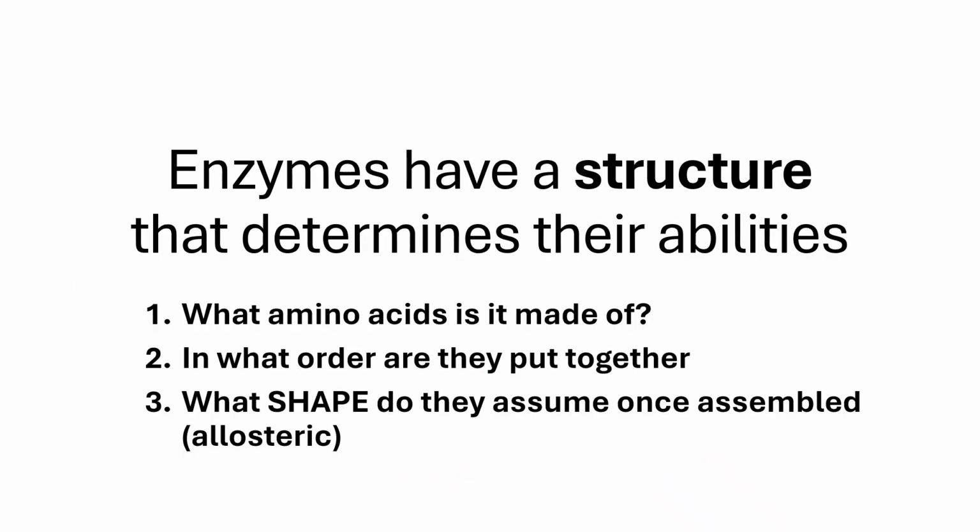All right, so let's talk about the structure that determines the ability of enzymes, or for that matter, determines the function or the utility of every protein. Number one, of course, is what amino acids the protein or the enzyme is made of, and in what order they are put together, and what shape they assume once they're assembled? Again, that's an example of allosterics.